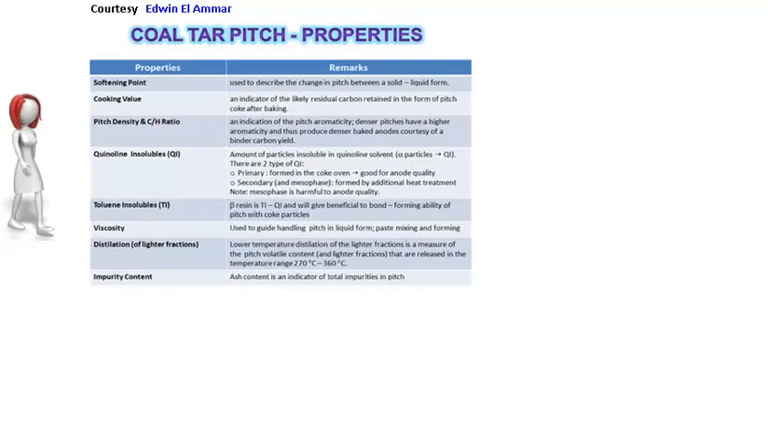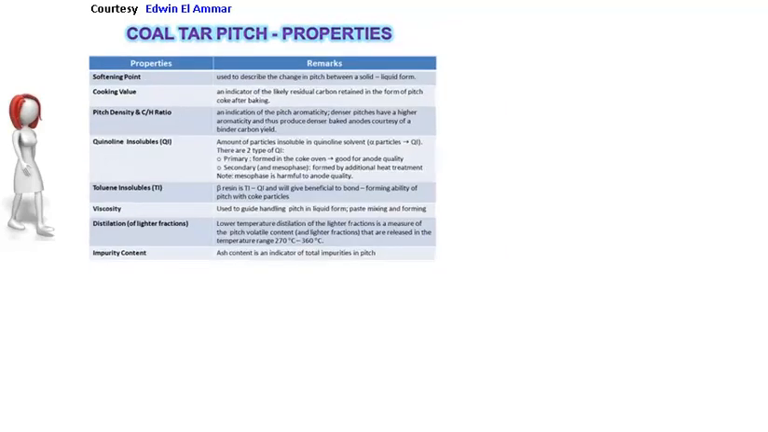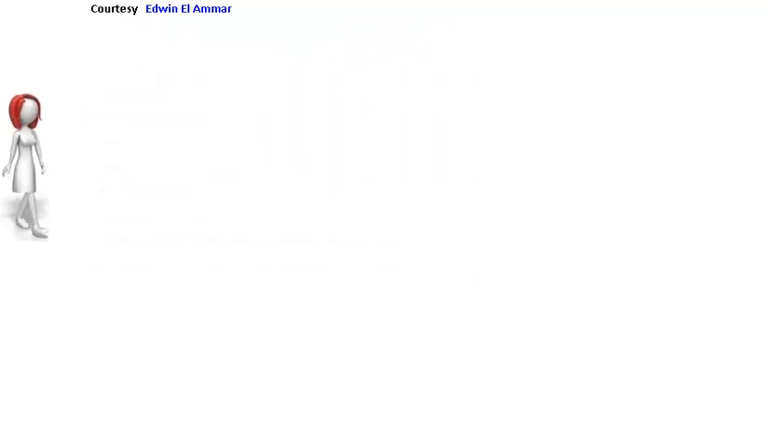Lower temperature distillation of the lighter fractions is a measure of the pitch volatile content, and lighter fractions that are released in the temperature range 270 degrees Celsius up to 360 degrees Celsius. 8. Ash content is an indicator of total impurities in pitch. The most important parameter from CDT is SP.